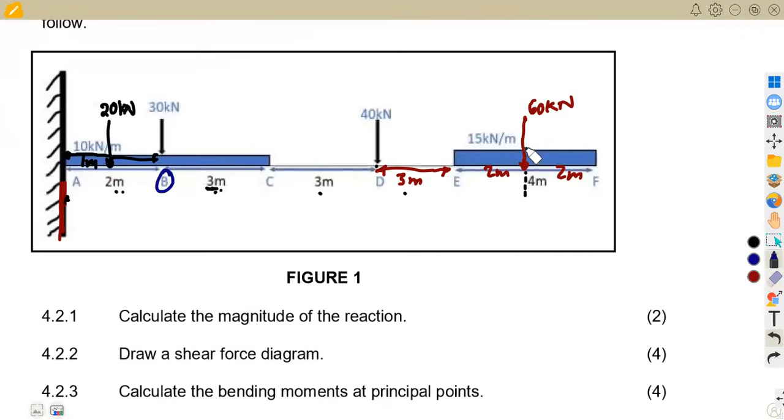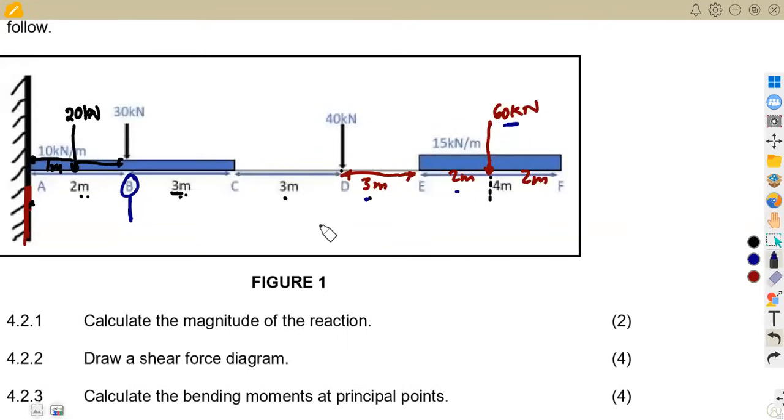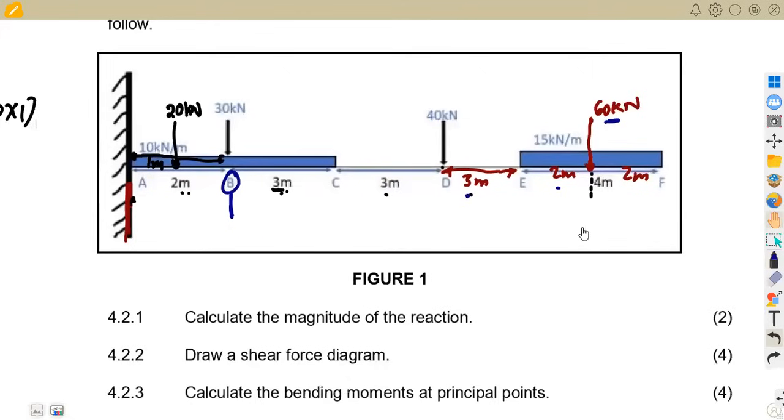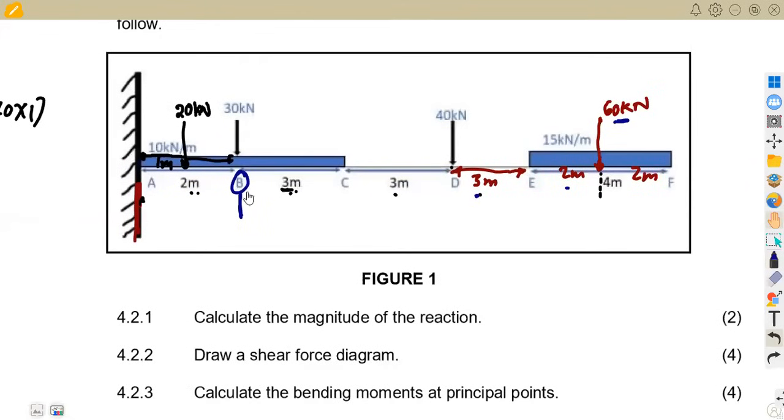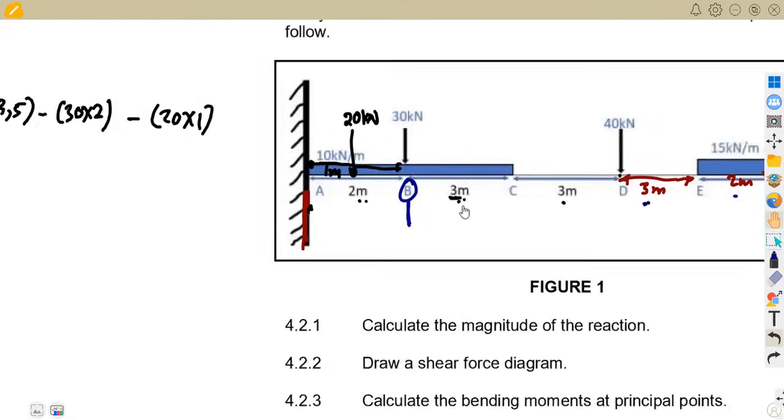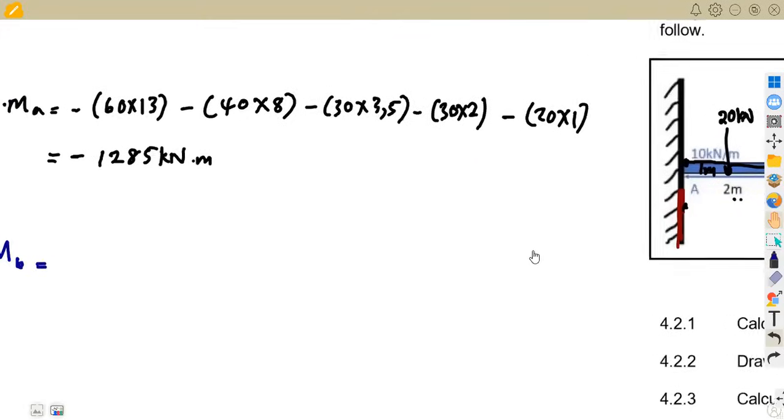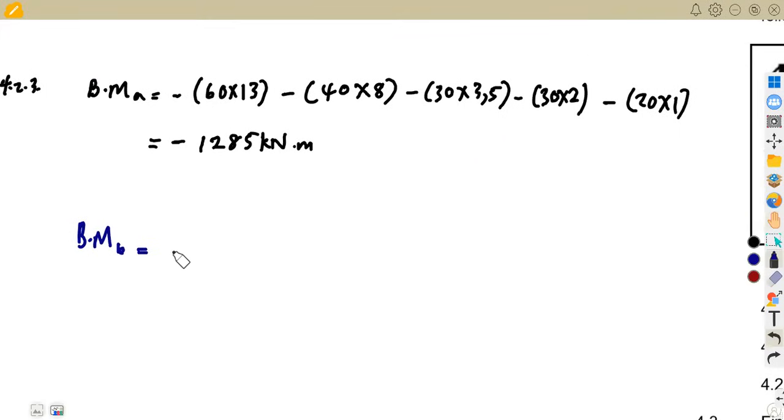So there's 60, the one that we talked about before. Then the distance this time back to B is going to be 2 plus 3, which is 5, plus 3, which is 8, and plus 3, which is 11. So the distance is going to be 11 from 60 back to B. So that's 5, 8, 11. So that's negative 60 times 11. All right, so we're going to have negative 60 times 11, force times distance.